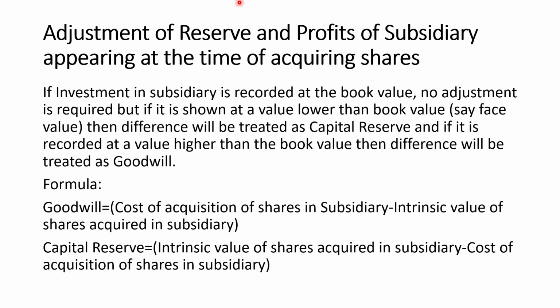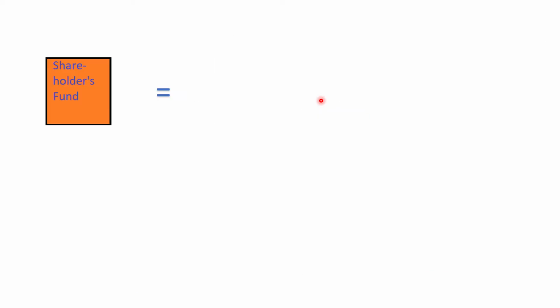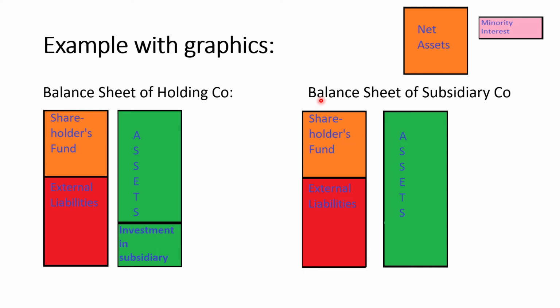And this slide shows the adjustment of reserves and profits of the subsidiary appearing at the time of acquiring shares. Guys, look at this. At the time when the shares in subsidiary company are acquired by holding company, there are some profits which are shown in the balance sheet of subsidiary company under the head shareholders fund.